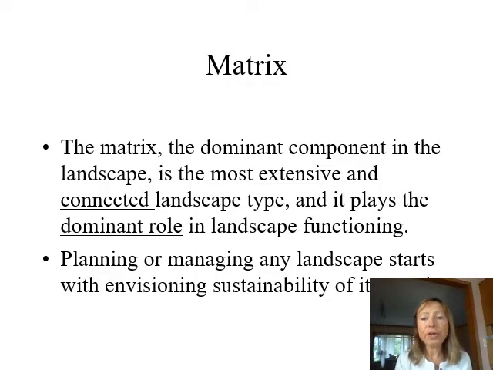Out of all the three landscape elements, patches, corridors, and matrix, matrix is by far the most dominant one. And it really has three major criteria helping us to identify it. First of all, it's the most extensive in terms of its area. It's also the most connected landscape type, and it plays the most dominant role in landscape functioning. So if we want to plan our landscape or manage our landscape right, this planning really starts from envisioning sustainability of the landscape matrix.